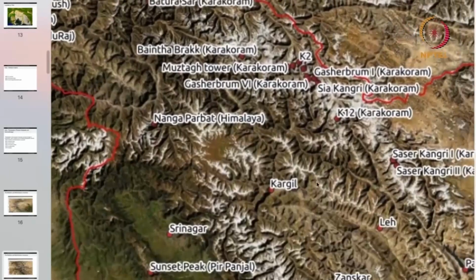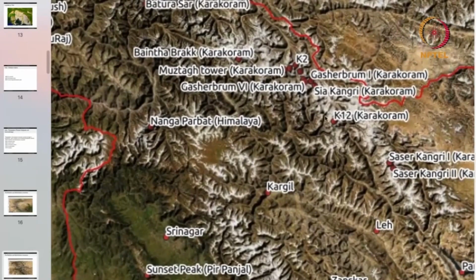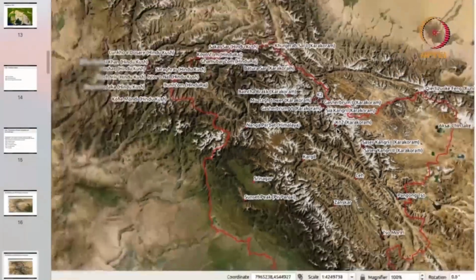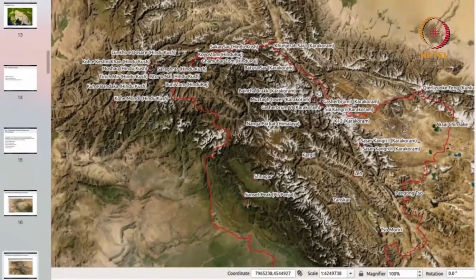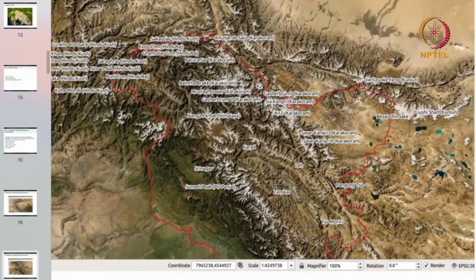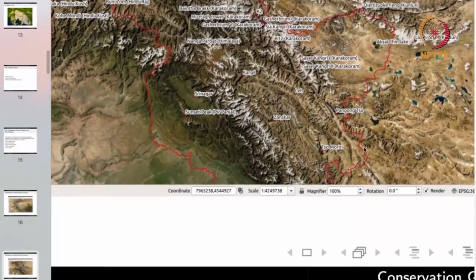Now in the case of Karakoram, we have these peaks. This is K12. So K12 has this location. This is Gasherbrum, this is K2, and then this is the Aksai Chin Lake.